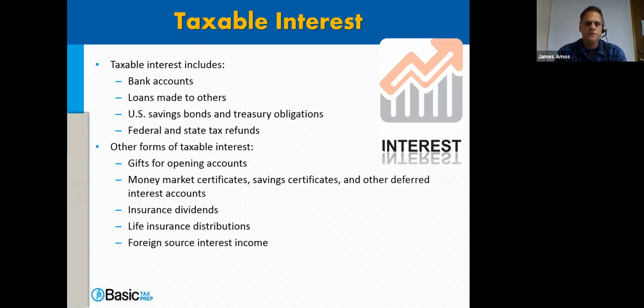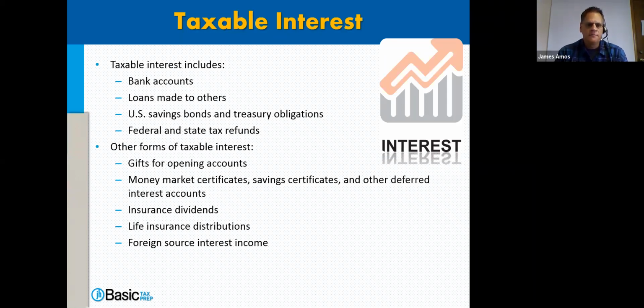Money market certificates, savings certificates, and other deferred interest accounts. What we're talking about is you put some money in there and you let them hang onto it for several months to a few years. And then you get it back. You'll get back everything you put in. That's not going to be taxable because that's your original money. But all the new money that comes from it is interest, and it's going to be treated as interest.